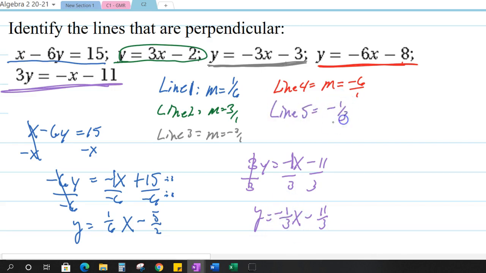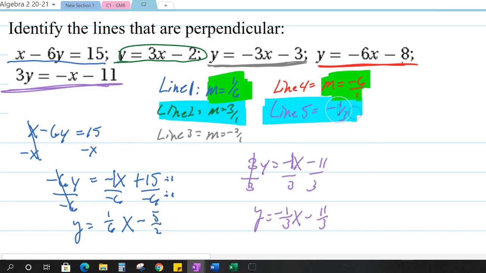Negative 1/3. Now I'm looking for negative reciprocals. Look at line 1 and line 4. Line 1 is positive 1/6, and line 4 is negative 6 over 1. So it went from positive to negative and flipped upside down. We can also look at line 2, positive 3 over 1, and line 5, negative 1/3. So line 2 and line 5 have changed their signs and flipped upside down.